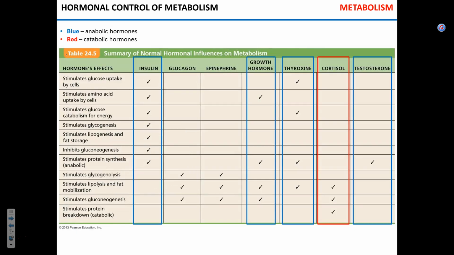Now, that kind of connects with the idea about anabolic and catabolic hormones. So anabolic hormones are the ones that facilitate the synthesis of the proteins, for instance. So first, look at insulin. Look what it does.